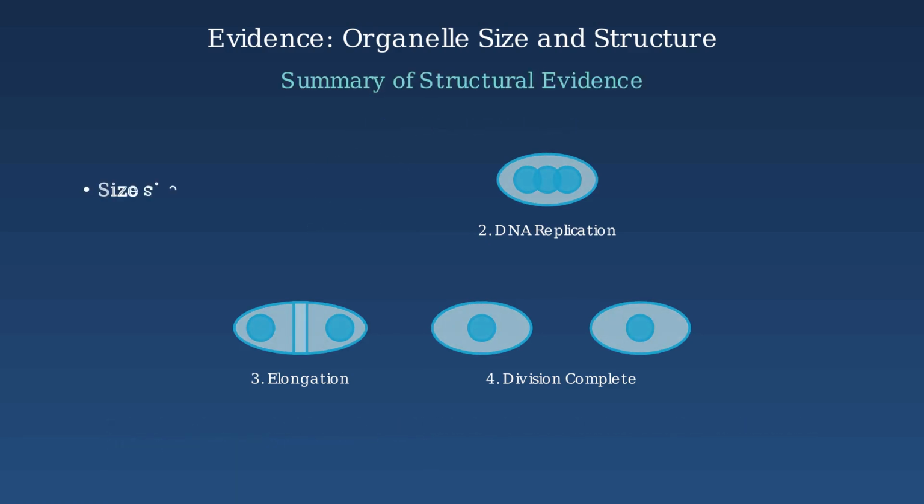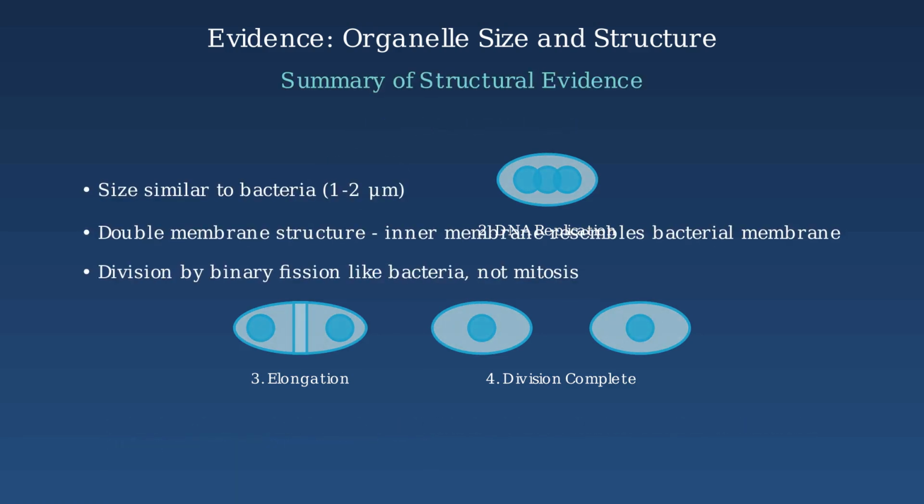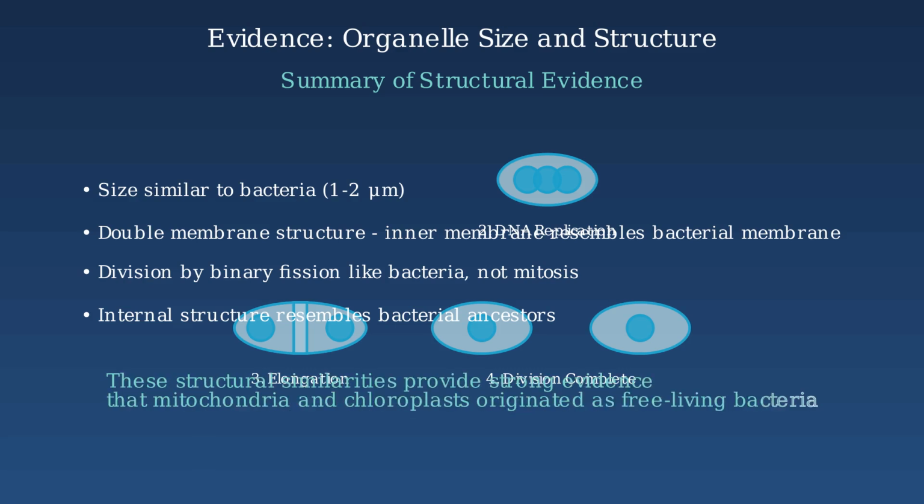To summarize, the structural evidence supporting endosymbiotic theory includes the bacterial-like size of these organelles, their unique double membrane structure, their method of division by binary fission, and their internal organization that resembles their bacterial ancestors.